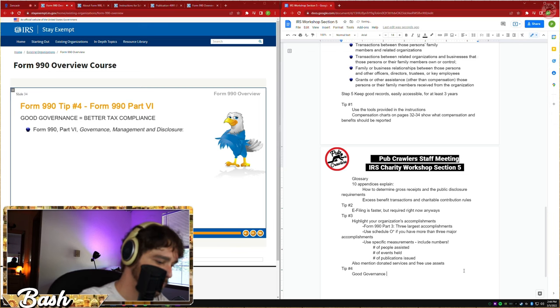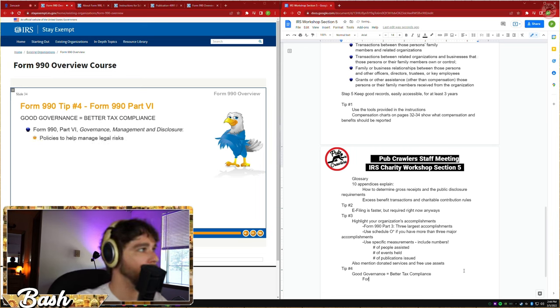One purpose of Part 6, Governance, Management, and Disclosure, is to help organizations consider which policies and procedures can help them manage legal risks most effectively. For example, if you adopt conflict of interest and compensation policies, you'll reduce the risk of prohibited private inurement.